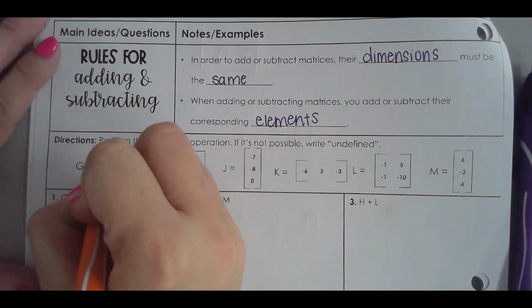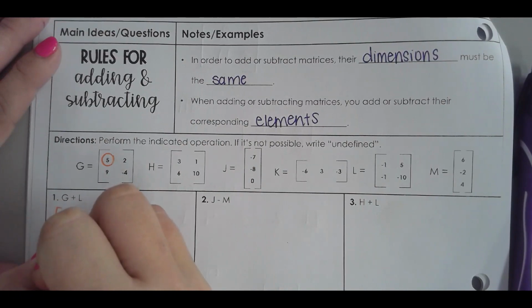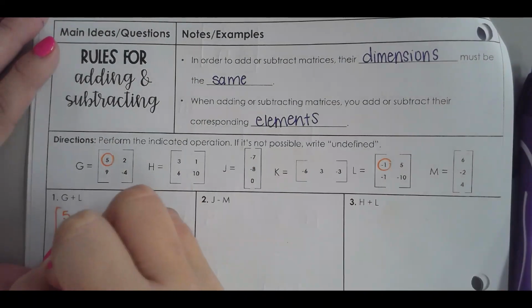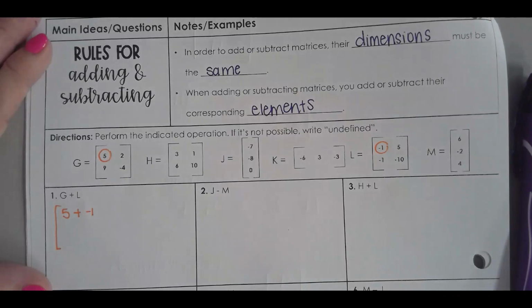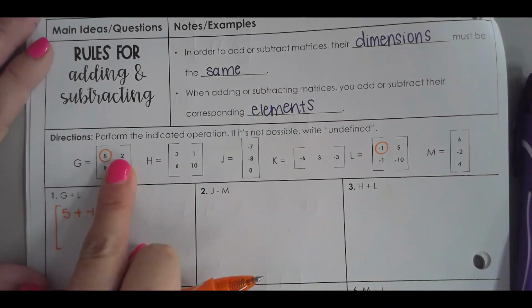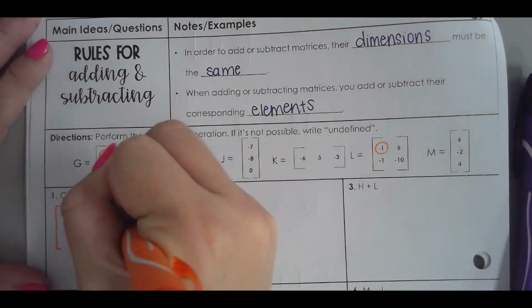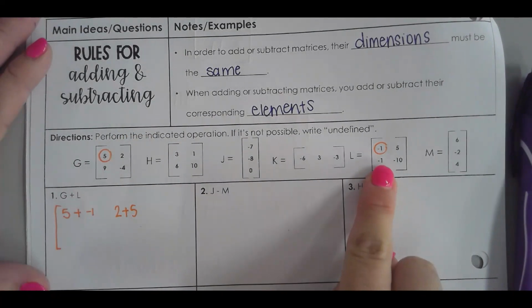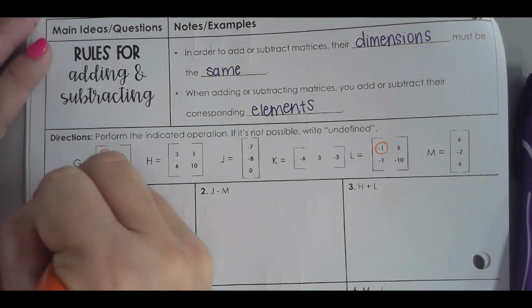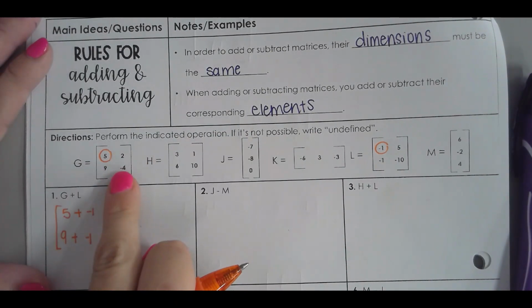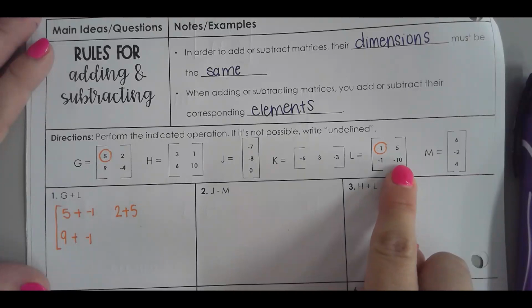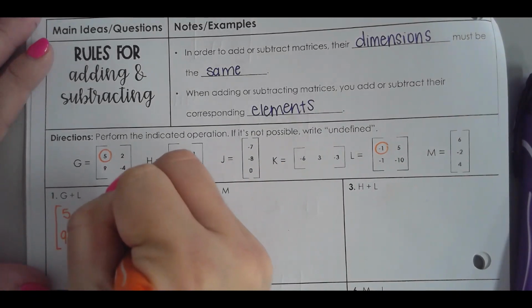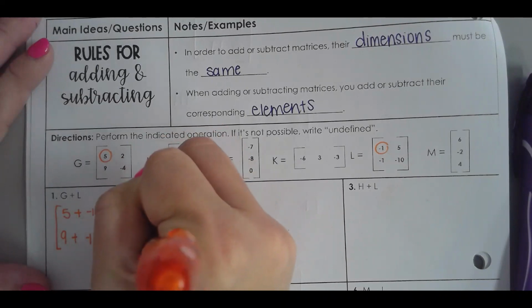I'm going to do 5 plus -1. And then 2 plus 5. 9 plus -1. -4 plus -10. Good.